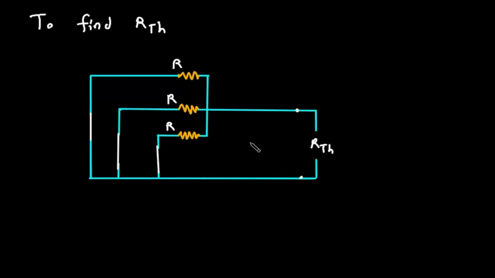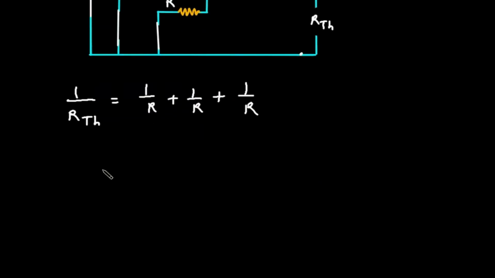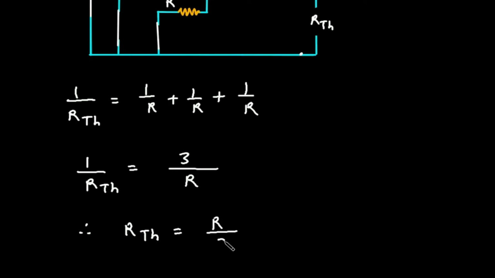Now RTH is equal to, this R is in parallel with this and this. So 1 upon RTH is equal to 1 by R plus 1 by R plus 1 by R. So from this, 1 by RTH is equal to 1 plus 1 plus 1 is 3, so 3 by R. Therefore RTH is equal to R by 3. This is the value of RTH.